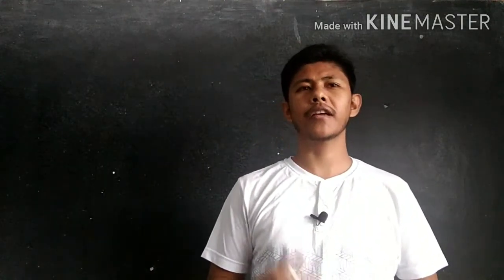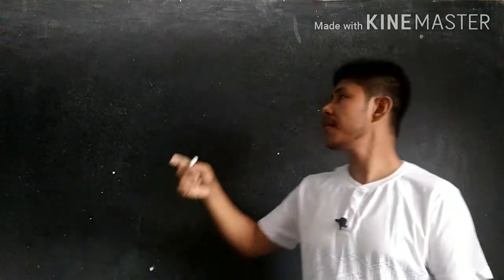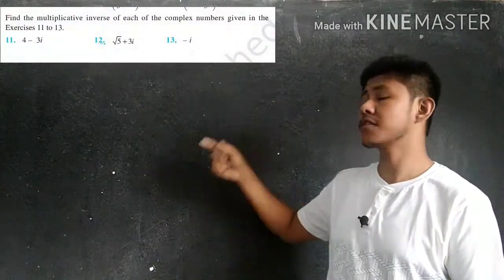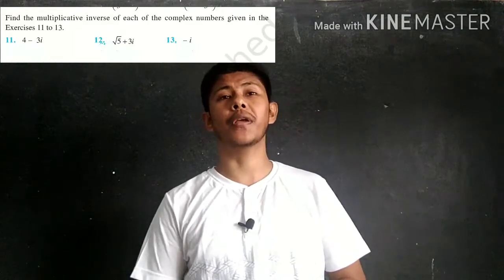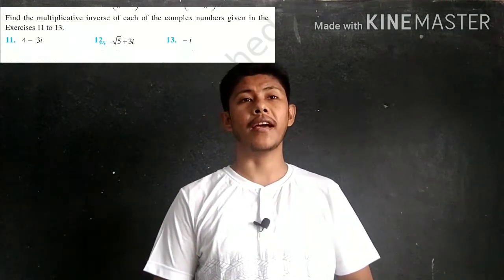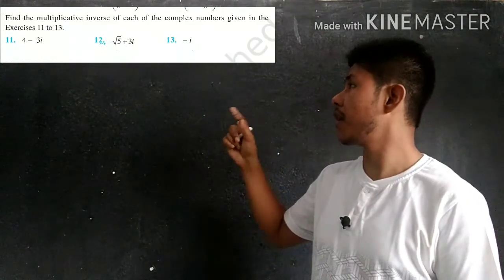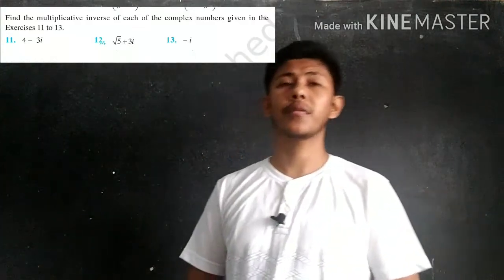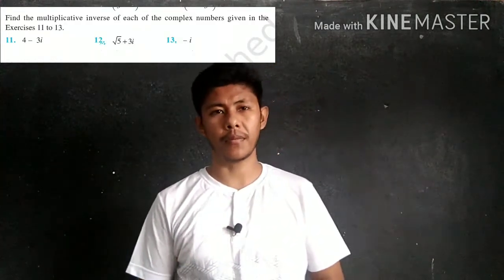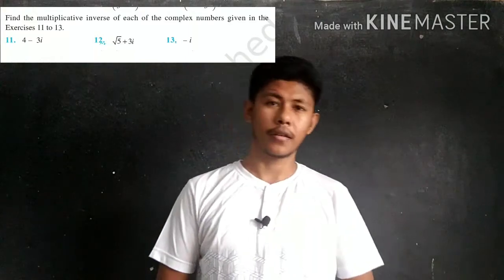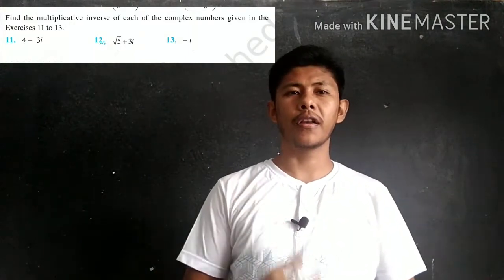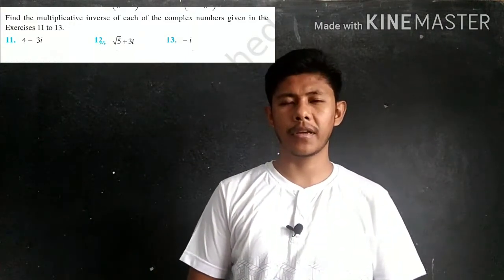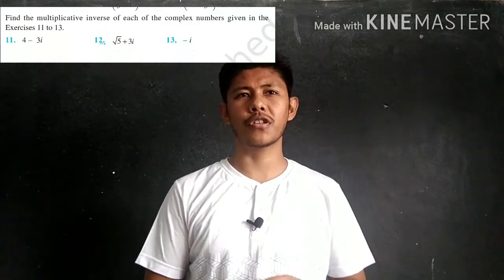So now the next question is given here. Find the multiplicative inverse of each of the complex numbers given. This is exercise from 11 to 30. So that means what you have to do here is find the multiplicative inverse. Is it clear? We already discussed how to find the multiplicative inverse. So again the same questions are given here.